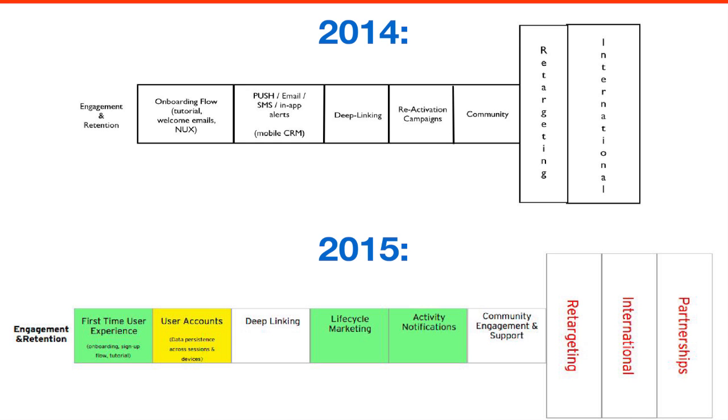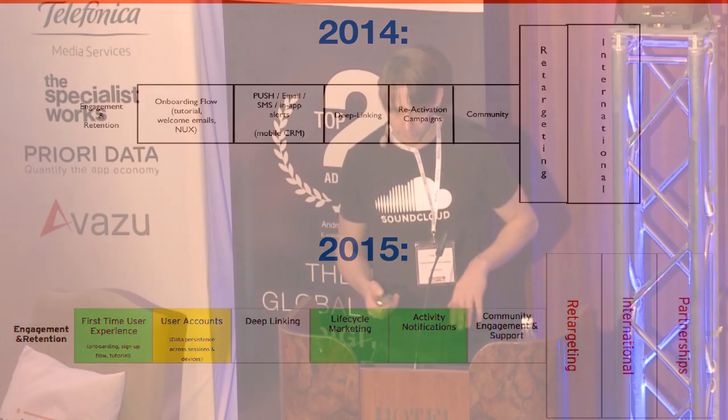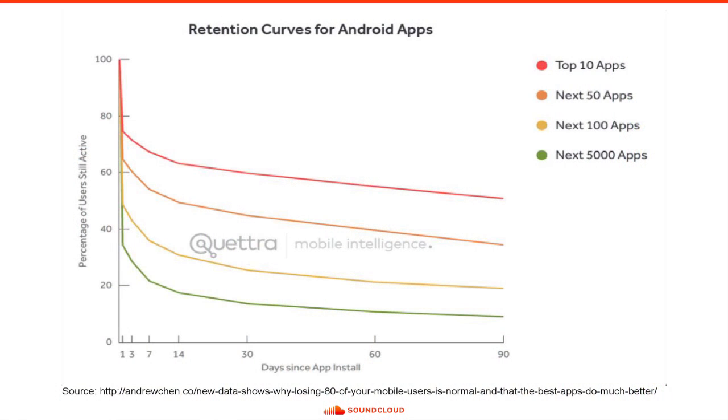First-time user experience, massively important. I'll talk about that a little more. And I've broken out mobile CRM from last year into lifecycle marketing and activity notifications, which I consider to be quite distinct topics. So yeah, just on the retention curve issue. The really top apps are able to flatten out their retention curve higher up. That basically means that more users are retained over the long term because they're more effective at onboarding.